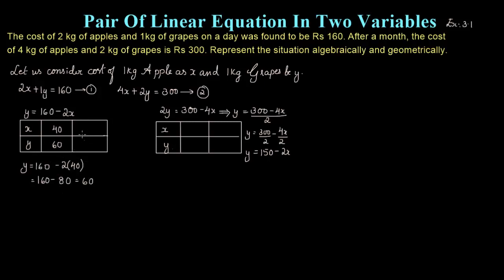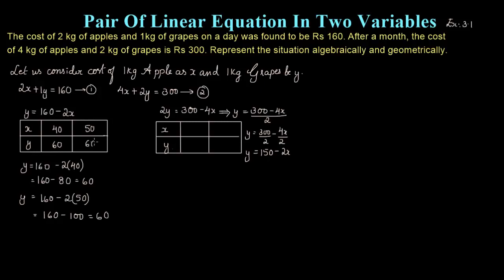Now in the same way, put any other value in place of x. If I put 50 here, let me check what I get. So now y is equal to 160 minus 2 into 50. In this equation you are putting the values: 160 minus 2 into x, which is 50 as you have considered now. So 160 minus 2 into 50 is how much? 100, right? So 160 minus 100 is nothing but 60.